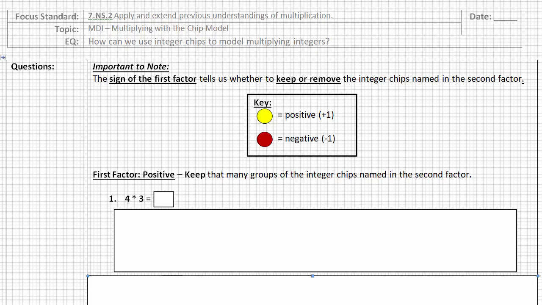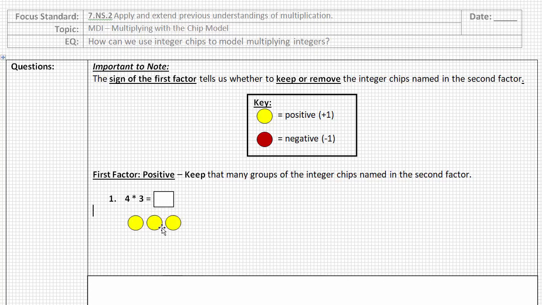For number 1, we're looking at 4 times positive 3. So again, this first factor is positive, so we're going to keep 4 groups of 3 positives. Now you probably already know this multiplication fact, but we want to make sure we understand how to use our integer chips to model it. So let's take a look.